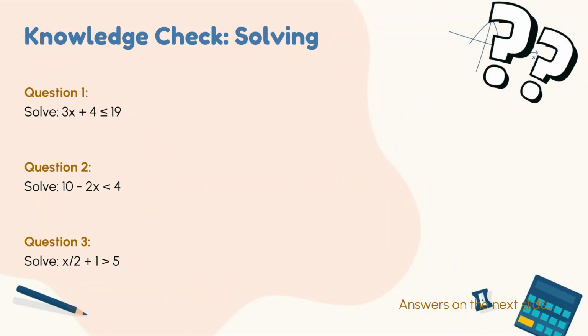Let's start with a knowledge check. Question 1. Solve 3x plus 4 is less than or equal to 19. Question 2. Solve 10 minus 2x is less than 4. Question 3. Solve x over 2 plus 1 is greater than 5. Pause the video and try all three before checking the answers. Be especially careful on question 2 because it involves dividing by a negative number.